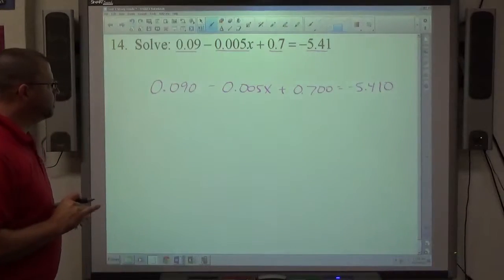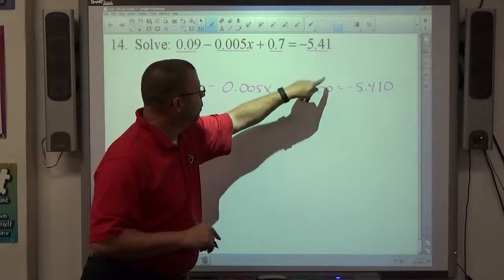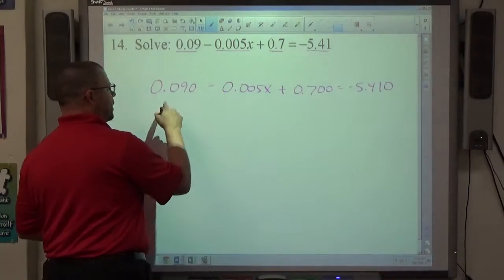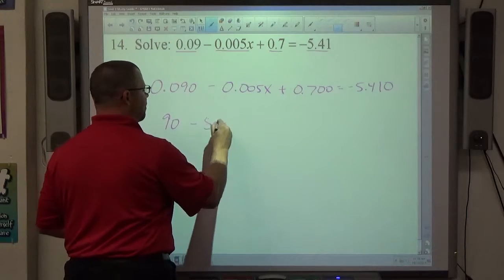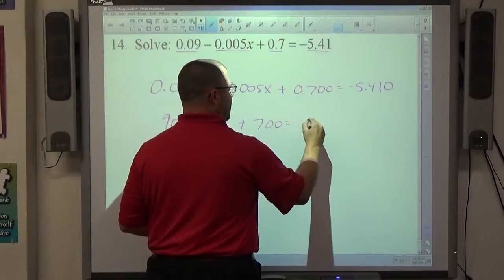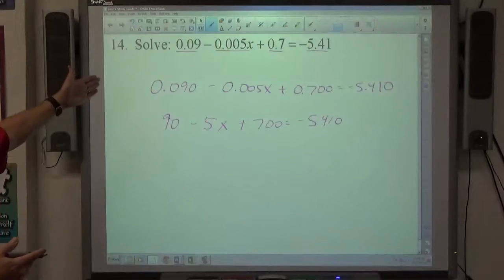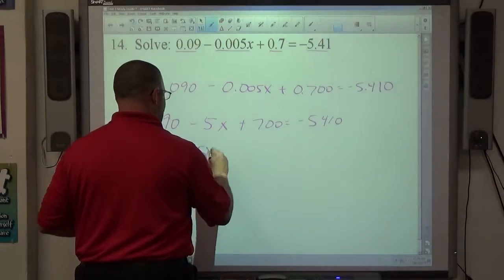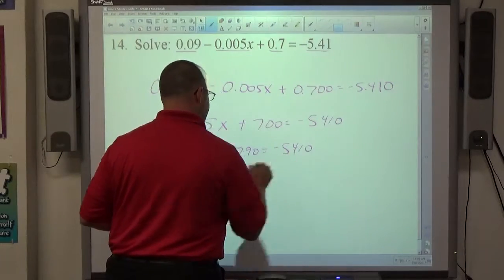And notice I just added zeros to make that happen. So an extra 0, an extra 2 zeros, an extra 0. Once I get everything the same number of decimal places, then I drop the decimals. This is just 90. This is just going to be minus 5x. That's just going to be 700. And that's just going to be negative 5,410. Just like that, once again, I went from a decimal equation into an integer equation. Negative 5x plus 790 is equal to negative 5,410.